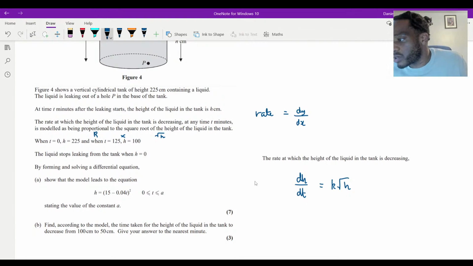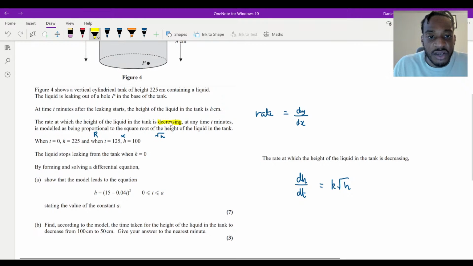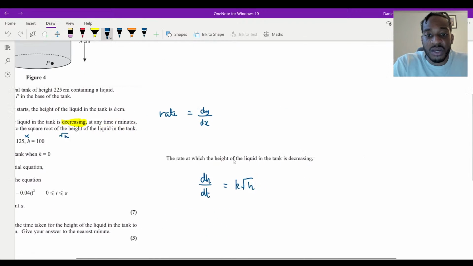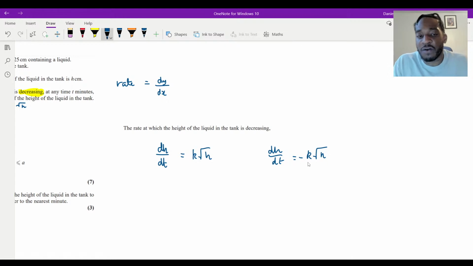And I'm just going to go to the next part. And as well as that, it does say that it's decreasing. So technically, because some of you may be thinking, well, if it's decreasing, it means that the gradient is negative. So another way you could write this is dh by dt is going to equal minus k root h. Now, what you can do is solve either one of these. What this one will do is you're going to solve for k, and k is going to be negative, because it's decreasing. Or if you solve this one, k is going to be positive, and then the minus is taking care of it for you.